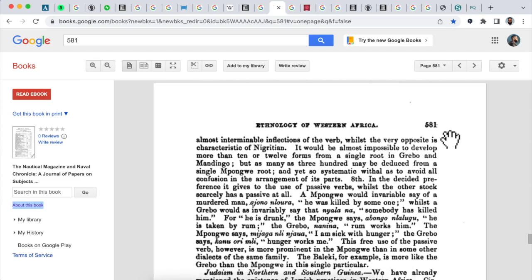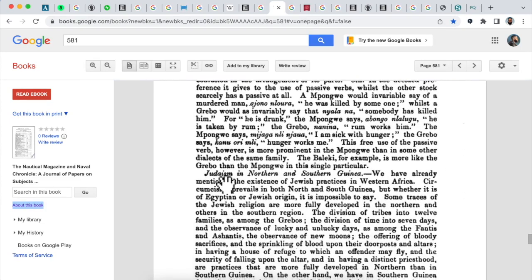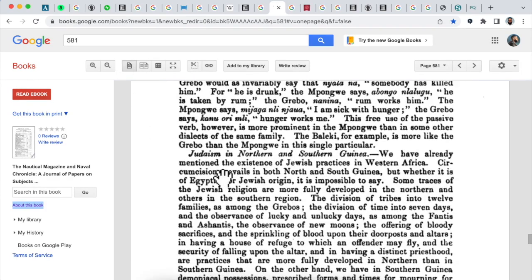Right here at the top says 581. I'm going to start about halfway down where it says Judaism. Judaism in northern and southern Guinea. We're talking about Guinea again. And we saw how big Guinea was during these older time periods. And we saw how the kingdom of Judah was in Guinea. The tribe of Judah was said to have migrated to Guinea. And we read at the beginning how it was recorded that ancient Jews were black. Okay? So this is all just corroborating information that the people in West Africa were actual Jews.